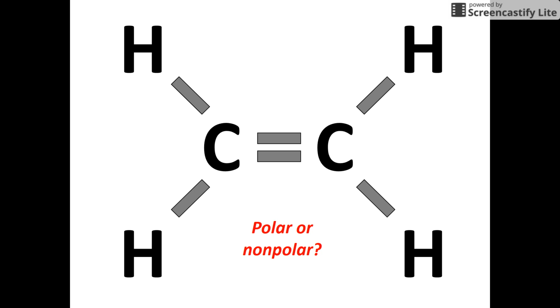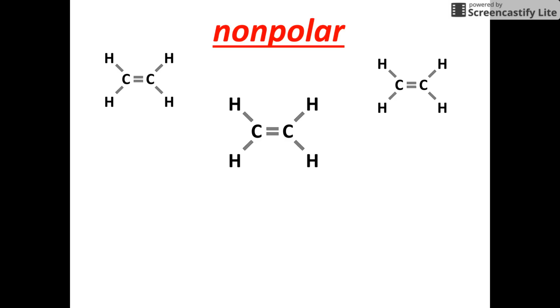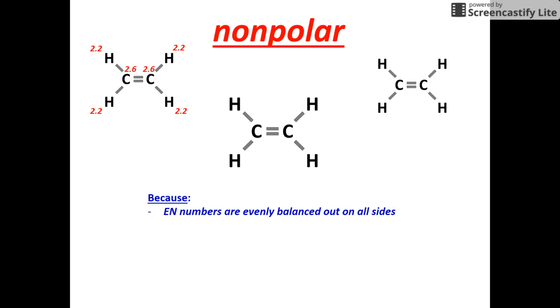C2H4, or ethene. Is it polar or nonpolar? Look at the shape. Look at the bonds. Look at the distribution of electrons. This is a nonpolar molecule, C2H4. All right, the electronegativity numbers are equally balanced out.